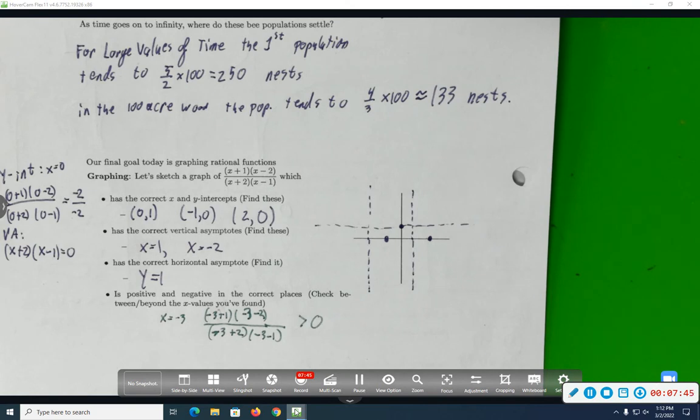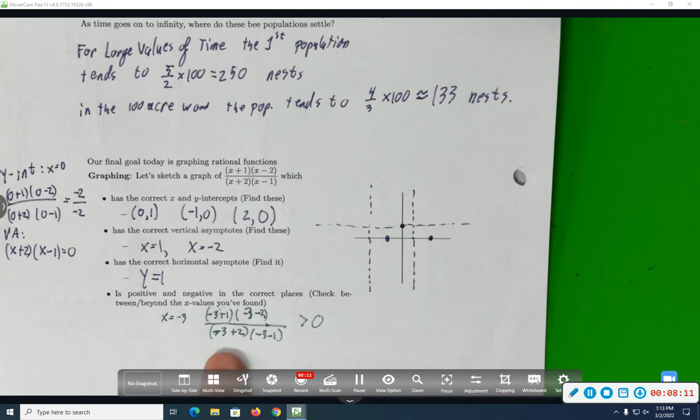I'll give you another strategy. So instead of plugging in x equals negative 3, I'll plug in x equals, I don't know, negative 100 billion. Because I know where the horizontal asymptote is. The horizontal asymptote is at 1. If I plug in negative a billion, I should be close to 1. If a number is close to 1, is it positive or negative? Oh, positive. Negative numbers are not very close to 1. So there's a way without doing any computation, but that didn't require much computation.